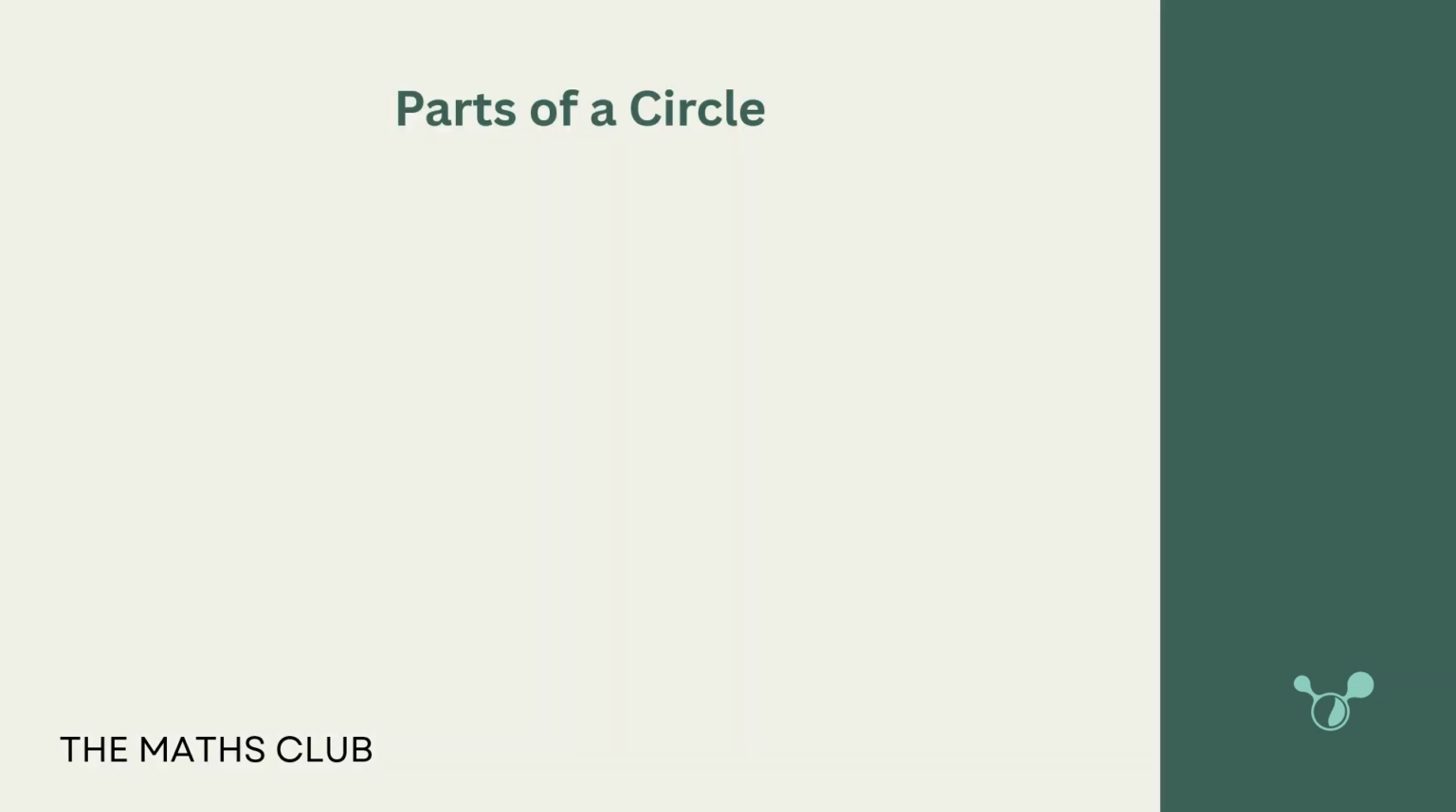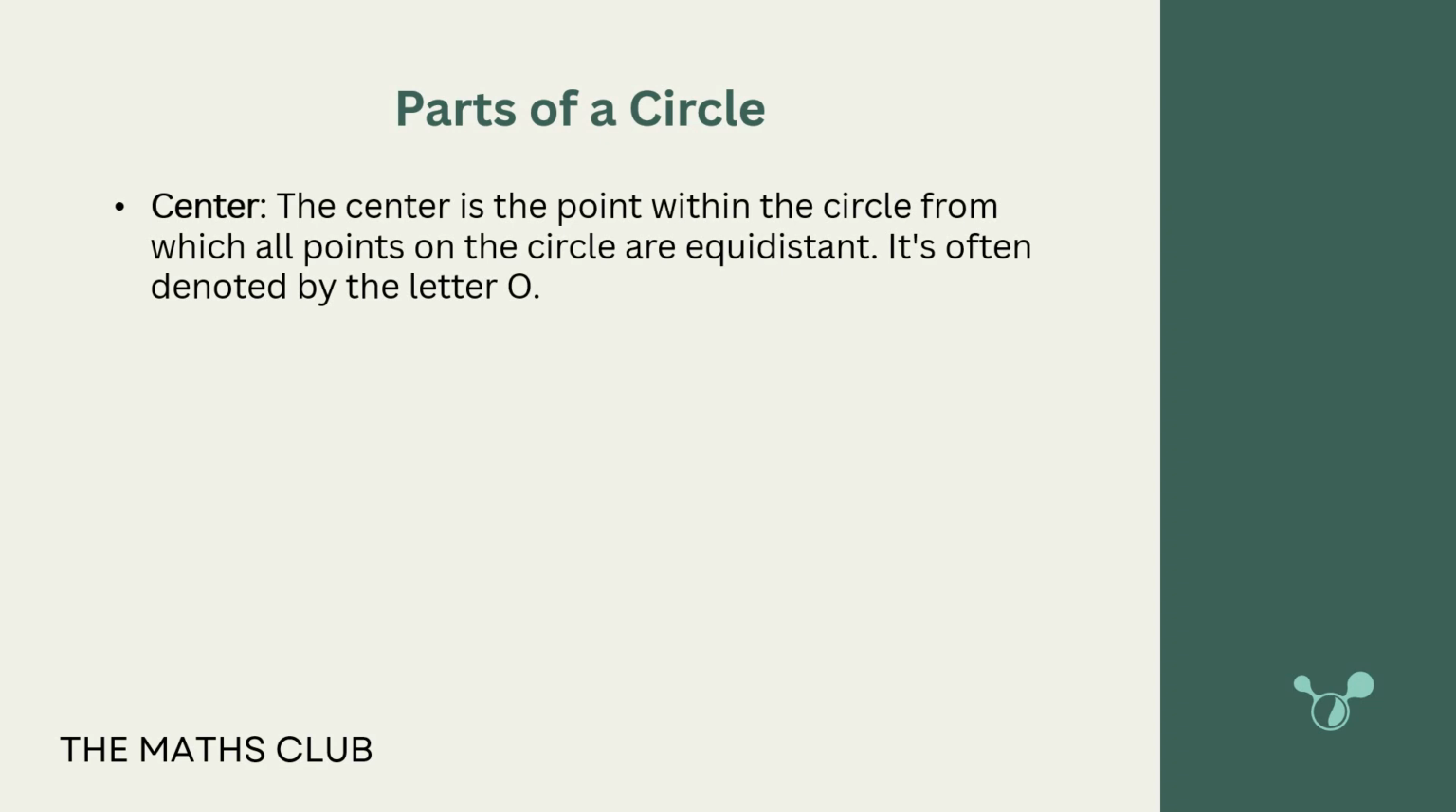First thing is that we need to know the parts of a circle. Before you know the length of something, you need to know what exactly that thing consists of. First thing you need to notice is that there is something called the center. When you have a circle, there is something that the circle revolves around. It revolves around the center. So the center is the point within the circle from which all points on the circle are equidistant, meaning that every point on that circle is the same distance from that center. It's often denoted by the letter O, something like this. So this middle here is the center of the circle.